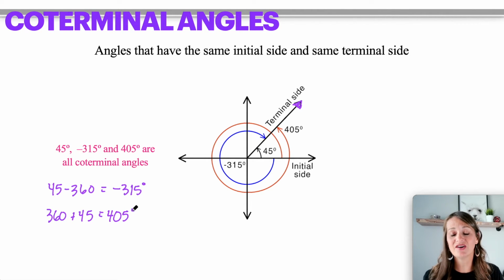So basically, there are an infinite number of coterminal angles. You can subtract 360 degrees twice, 3 times, 4 times, 5 times, 6 times. You can add 360 degrees as many times as you want, and you can still reach the same terminal side either way by adding or subtracting 360 degrees.